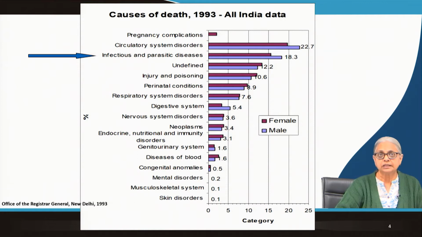Now most of these infectious and parasitic diseases are caused by microorganisms. The only other set of organisms that are part of this group are the helminthic organisms. So you can see how important our understanding of microbiology is for better health care for the entire society.